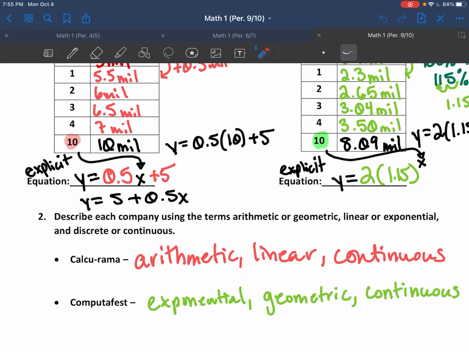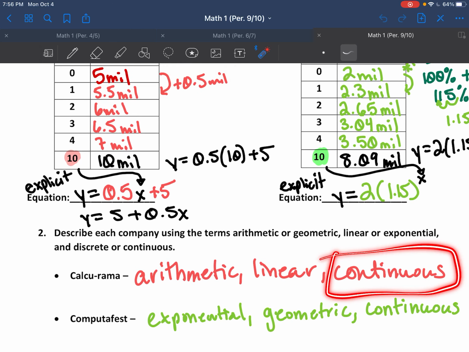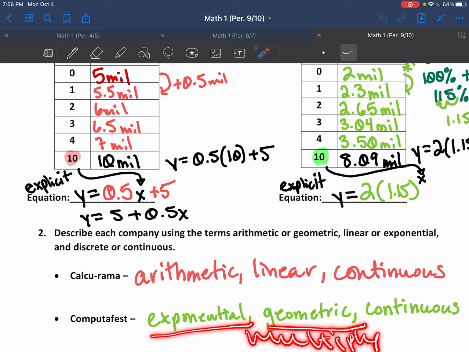So number 2 is to describe each company using the vocabulary we've been using. Calculorama is arithmetic and linear, and it's continuous because we don't all of a sudden have $0.5 million more, right? We gradually get there throughout the year. So it's continuous. Same with ComputerFest. It's continuous because we gradually throughout the year get 15% more dollars. However, ComputerFest is exponential and geometric, and that is because we are multiplying, whereas Calculorama, we were adding. Okay?